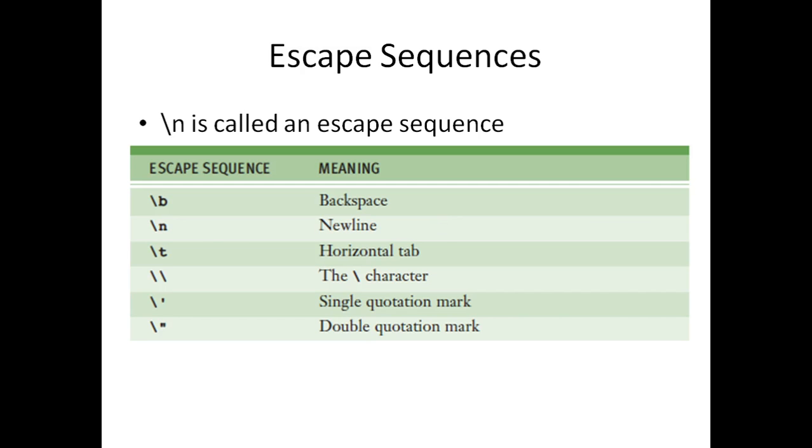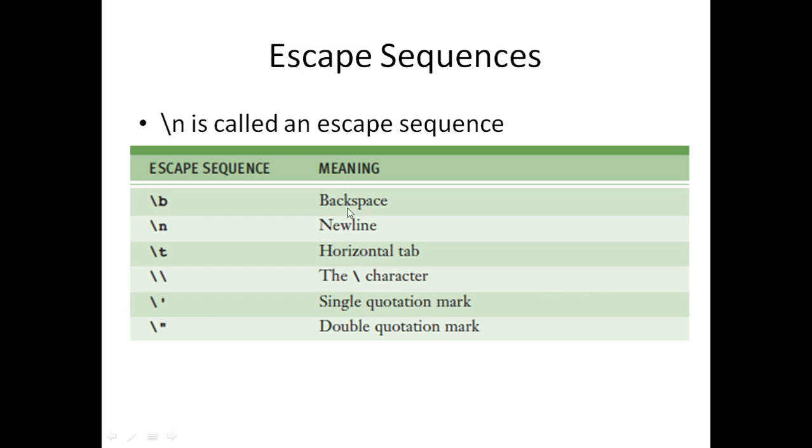Then next is escape sequences. We have already seen this slash n character. It is called an escape sequence character. There are other escape sequence characters also in Python. These are special characters. If you want to include a space, or a horizontal tab, or a delete key, that is backspace, everything can be included in Python. These are some of the escape sequence characters that we use in Python.